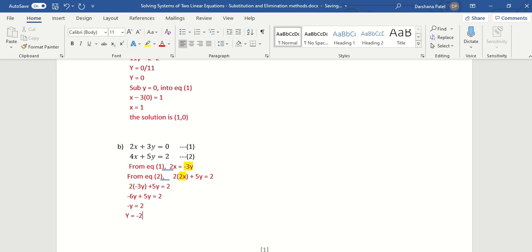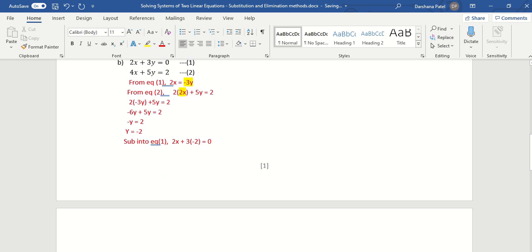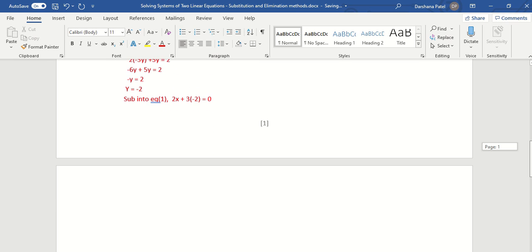Now that we have y equals negative 2, we can substitute this into equation 1 or 2, it does not matter which one. Substitute this into, let's say, equation 1 for example. We will get 2x plus 3 times y, which is 3 times negative 2, equals 0. So 2x minus 6 equals 0. So we can say 2x equals 6. Divide both sides by 2, we get x equals 3.